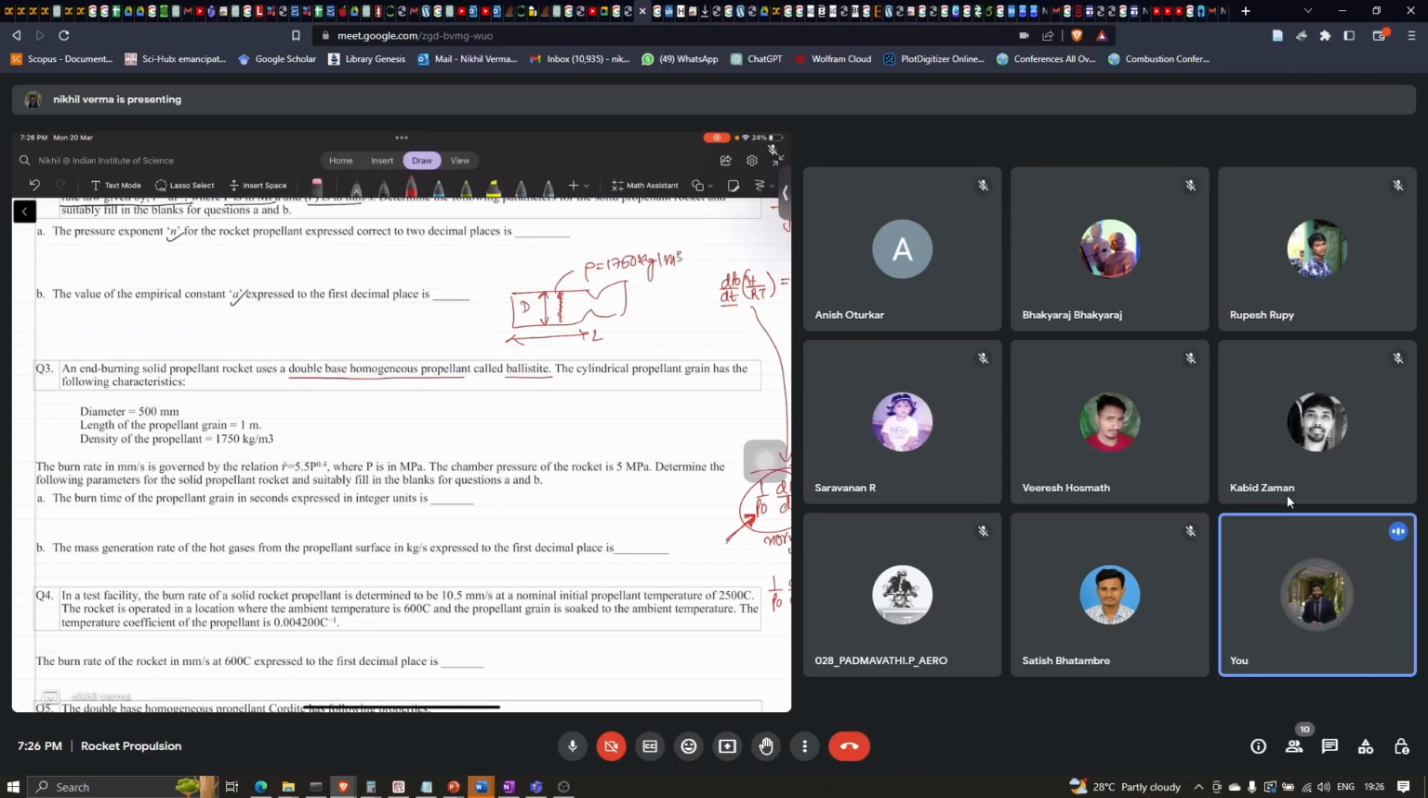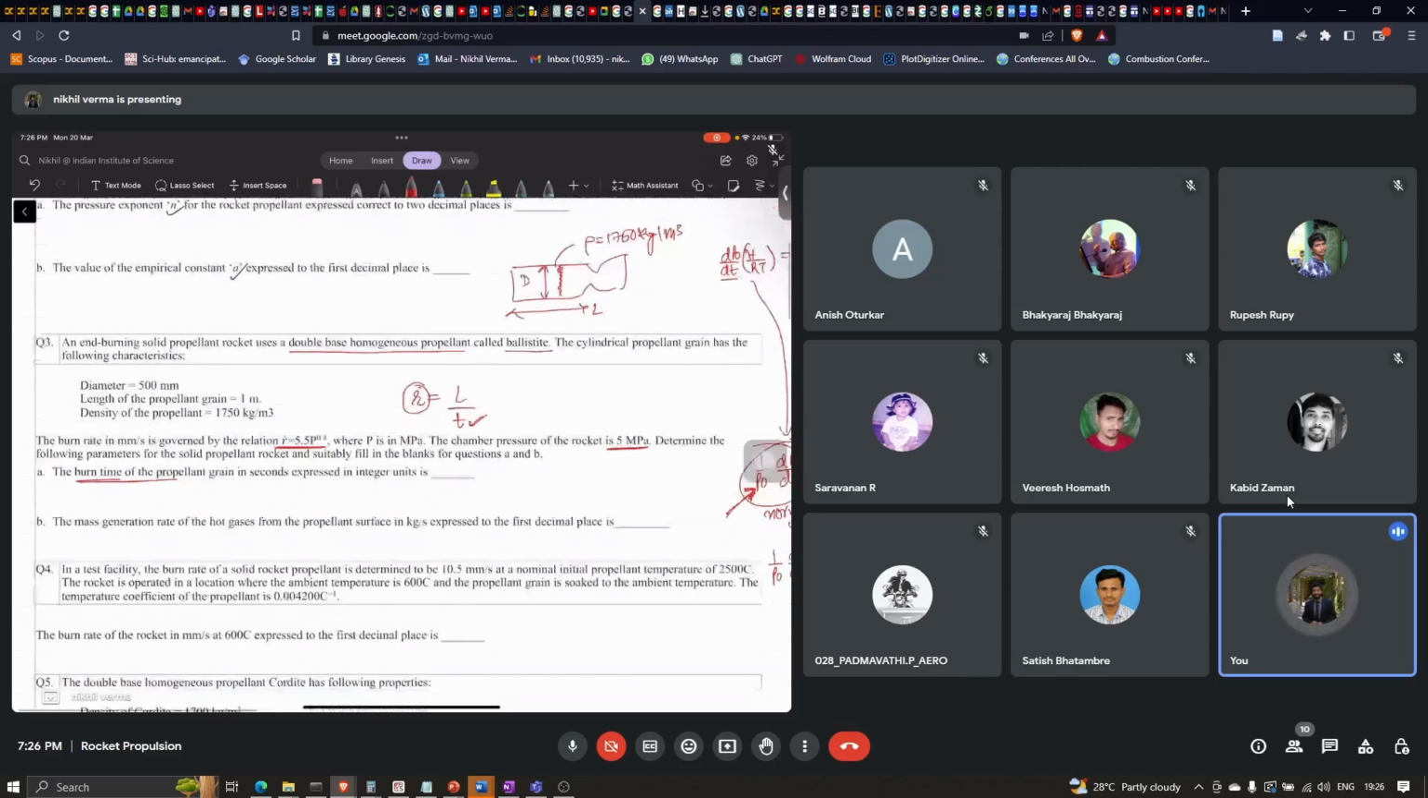It is also given the burn rate equation and the chamber pressure. So what you have to do is find the burn time of the propellant. Can you do this? You know R dot, right? You have L over T. So if you calculate R dot, you will get the value for T, and that will be your burn time, correct?